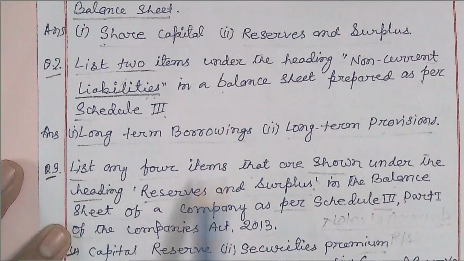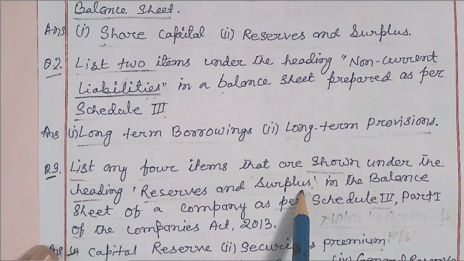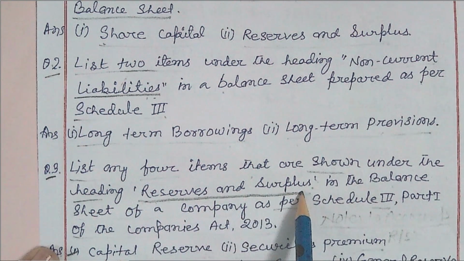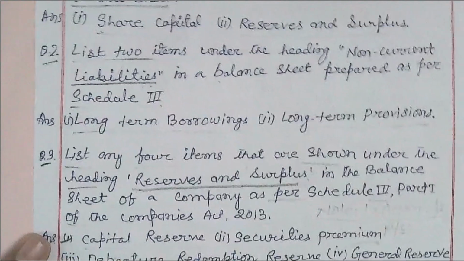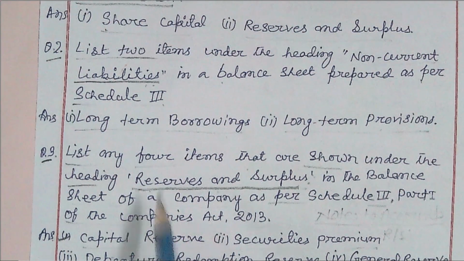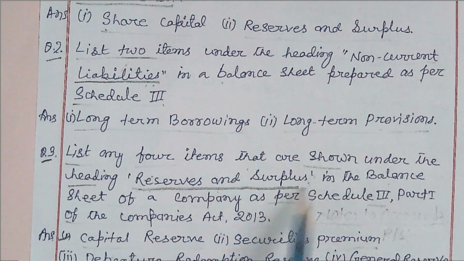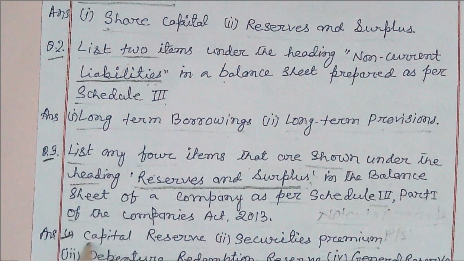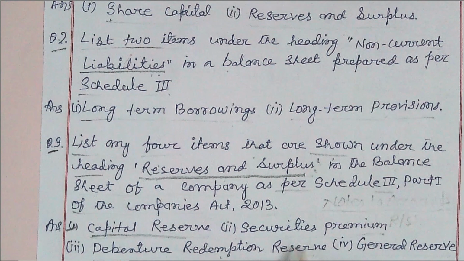Similarly, list any four items that are shown under the heading reserve and surplus. The amount of this is not shown on the face of the balance sheet. It is only the reserve and surplus, which is the subhead of shareholders fund. But under it, what items do we write? A few items I have taken here, but they are not shown. Only the heading is written under the subhead of shareholders fund, that is, reserve and surplus. But under this, the items we write are like this: capital reserve, securities premium, debenture redemption reserve, general reserve. These few items I have taken.